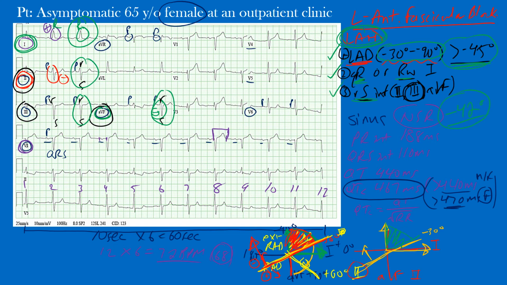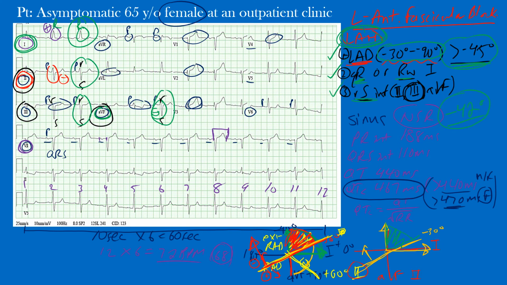Now, some other things that we can see in this EKG are non-specific ST and T wave changes. We can see that in V1 through V4 and also in those inferior leads. If you look here, notice that we have some ST and T wave changes in here. Seems like slight ST elevation, but those are more repolarization abnormalities. We can see the same thing here in these inferior leads, and some in AVL as well.